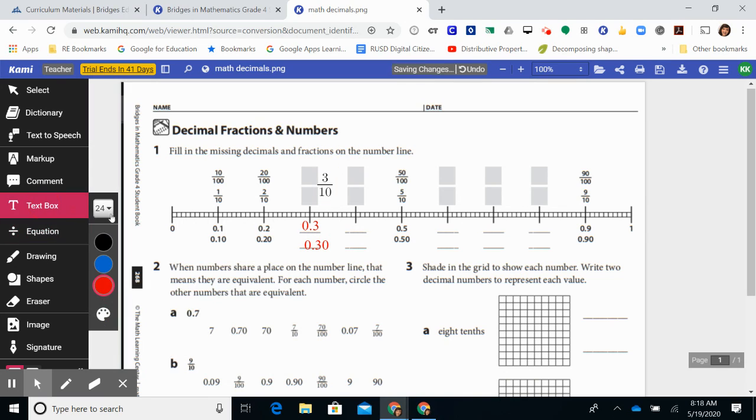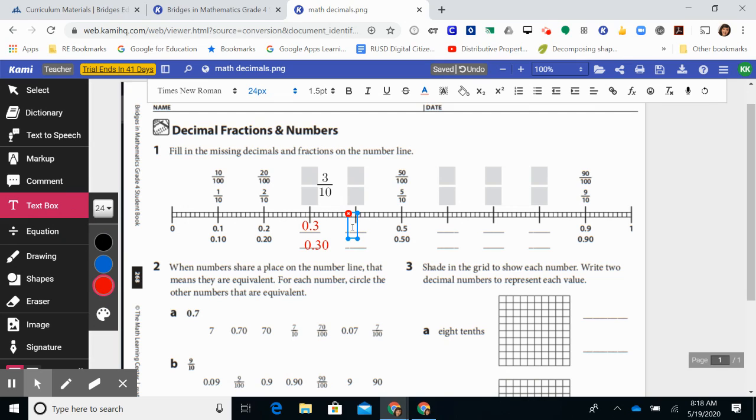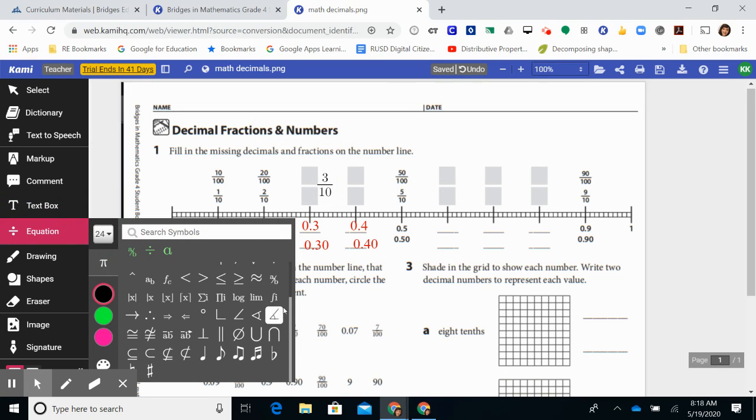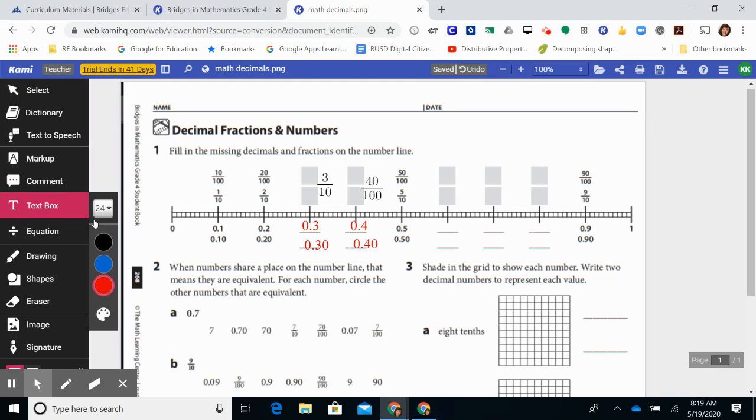Then I keep going up, and I have 0.4 or 0.40. And again, this could be 4/10 or 40 over 100. So I'm going to do this here, and this time I'm just going to do 40 over 100 so you can kind of see the equivalence. And I keep going, 0.5, 0.50, 0.6, 6/10, 7/10, and I just keep going, 8/10 until I get to 9/10, okay?